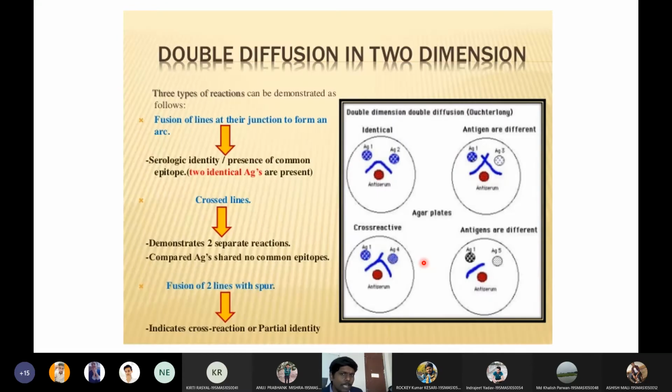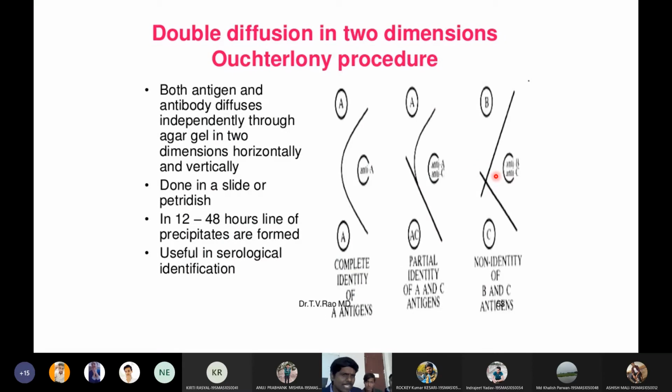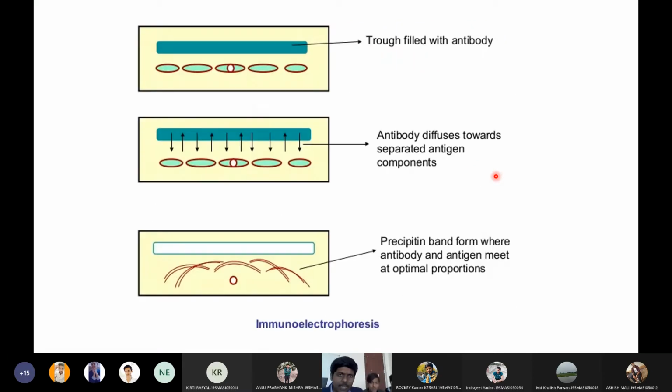And then we have double diffusion in two dimensions. Double diffusion in two dimensions occurs like this. Both the antigen and antibody we place in different wells, and we place a plain gel. So both the antigen and antibody will diffuse radially, in both directions. That is why this is called double diffusion in two dimensions. This is the actual diagrammatic representation of double diffusion in two dimensions. Okay, that's it. I'm not going into depth. I will discuss this later when you come for offline classes.